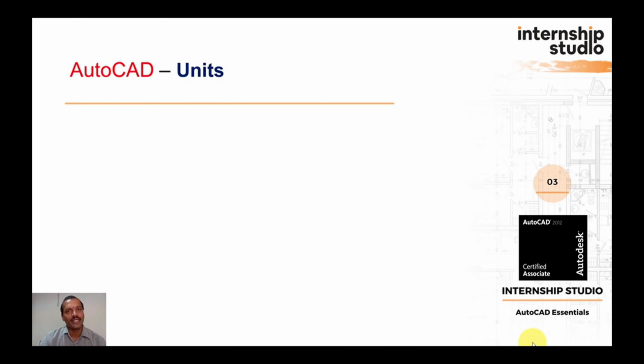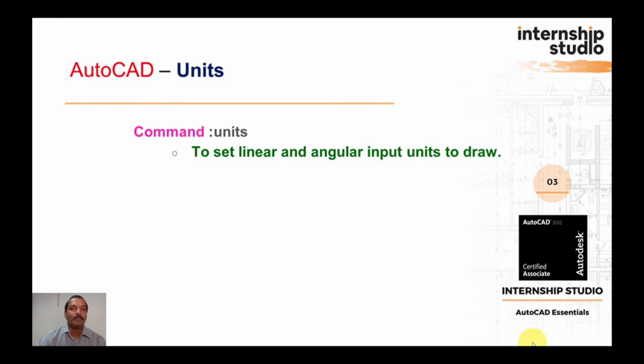Next, a very important command is units. Before drawing any drawing, we need to decide what unit we are going to follow in our AutoCAD, either feet and inches or millimeters, or whatever it may be. So we need to set our unit system first, using a command called units. Generally, we have two types of units: one is length measurement, another is angular measurement.